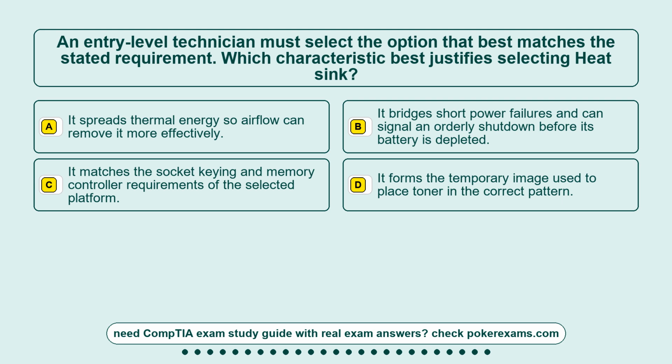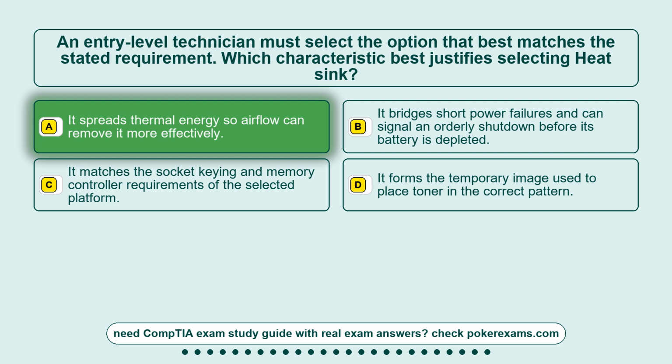Which characteristic best justifies selecting a heat sink? Option A. It spreads thermal energy so airflow can remove it more effectively. Option B. It bridges short power failures and can signal an orderly shutdown before its battery is depleted. Option C. It matches the socket keying and memory controller requirements of the selected platform. Option D. It forms the temporary image used to place toner in the correct pattern.